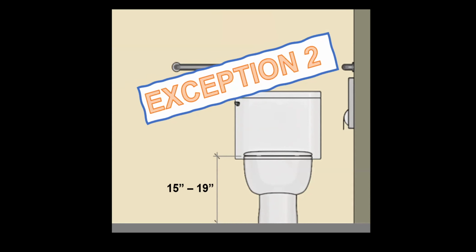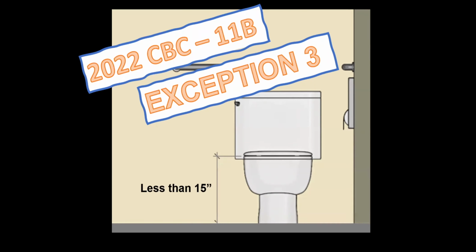Exception 2 in the ADA standard says that in a residential dwelling unit, the height of a water closet shall be permitted to be 15 inches minimum and 19 inches maximum above the finished floor, measured to the top of the seat. Therefore, this exception aligns with the Fair Housing Design Manual requirements. There is an exception number 3 in the 2022 California Building Code, Chapter 11B. It states that a 3-inch high seat shall be permitted only in alterations where the existing fixture is less than 15 inches in height.